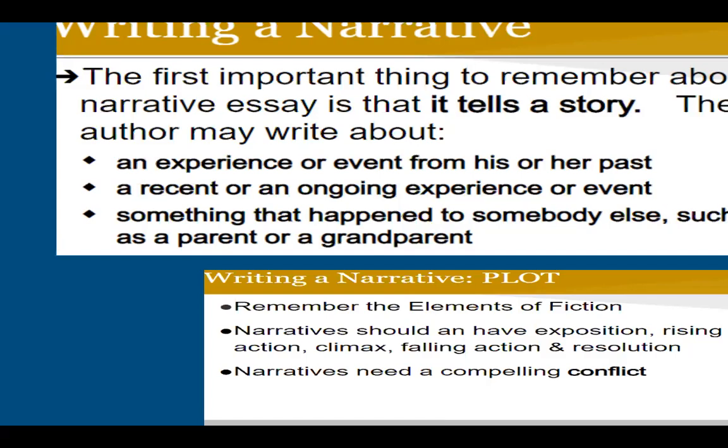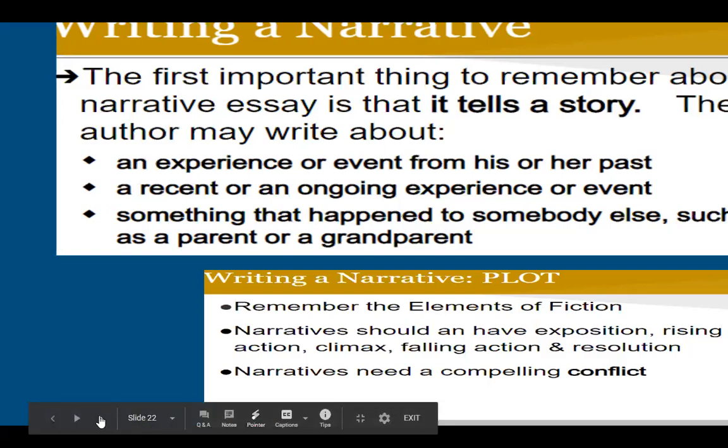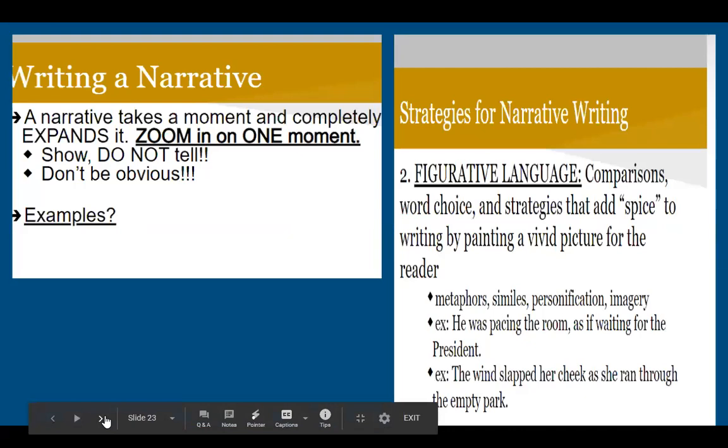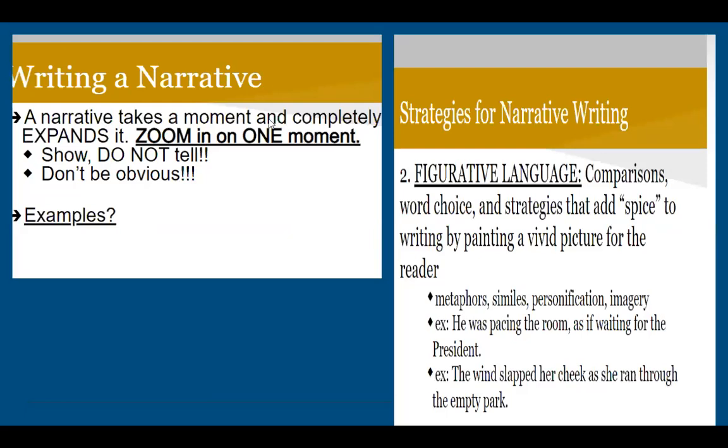So what is important is all narratives, whatever kind of narratives they are, they must have a compelling conflict. Conflict makes it more interesting, readable, and it leaves a lasting impression on the reader. When it comes to writing a narrative, a narrative takes a moment and completely expands. It's like zooming in on one moment. You have to specify and further expand on it, highlight. So you need to show it. Don't tell. You're actually writing it through the words, but it seems as if you are demonstrating it.